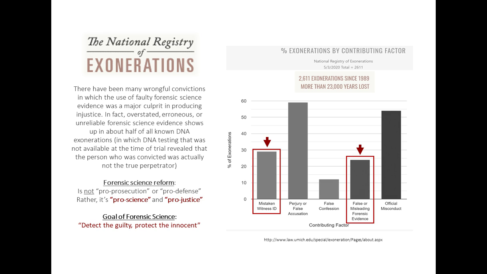I just want to point out lastly that the 2009 NRC report and the 2016 PCAST report are not pro-defense reports. They are definitely pro-science, pro-justice reports. Our goal in the justice system, whether we are attorneys or forensic scientists, should be to find the guilty and protect the innocent. We don't want cases like this to happen where someone spends 10 years in prison for a crime they didn't commit.